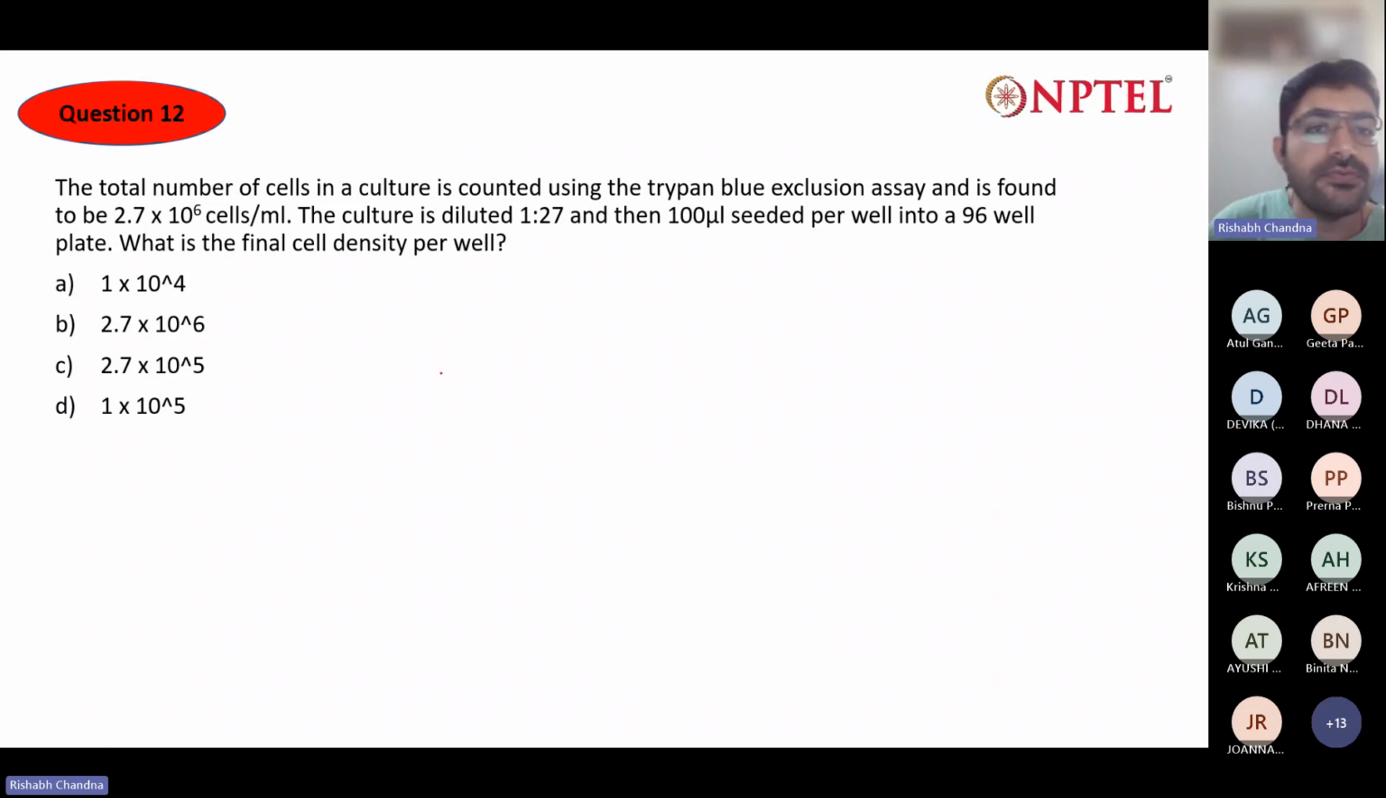Okay. So how will we solve this question? This is simple maths, nothing else. We just have to know what we are applying. So we know that the suspension of cells has 2.7 into 10 to the power 6 cells per ml. From this suspension, we diluted it 27 times. So the final concentration after dilution at 27 times becomes 1 into 10 to the power 5 cells per ml.